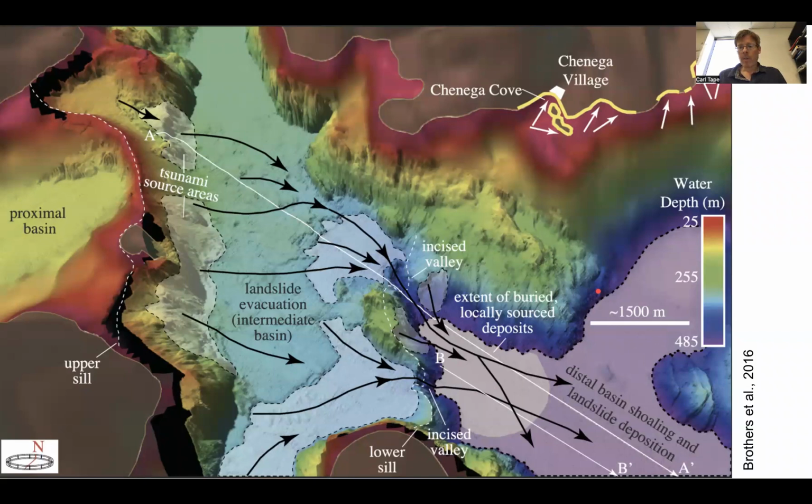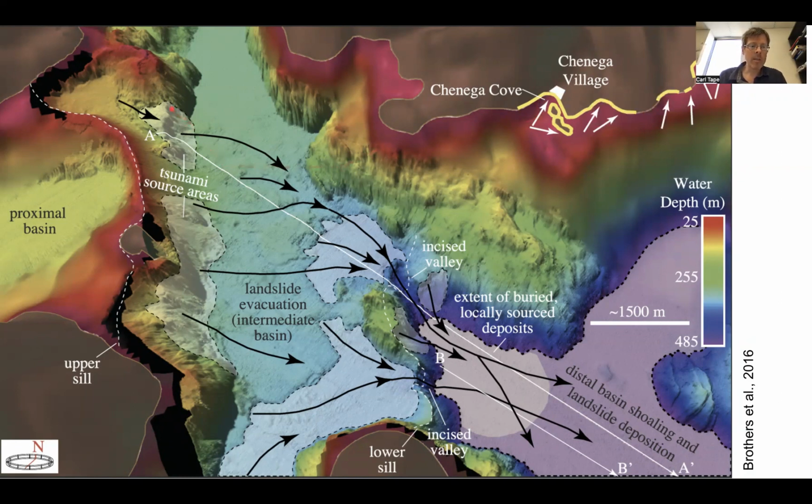And this is kind of going forward in time to the 2016 study. We were looking at Chenega Cove and Chenega Village, this one community in the area that was here. And in part, the loss of life and near total destruction of this area led to a push to understand the science of how this happened.